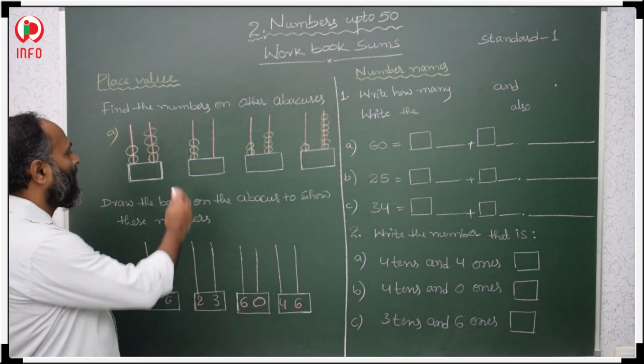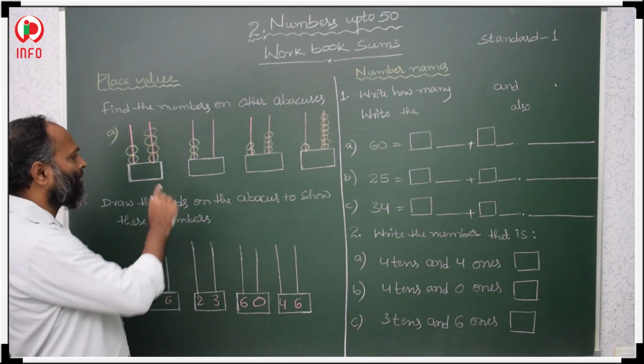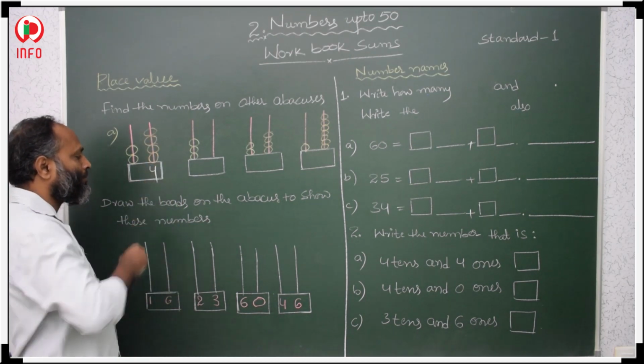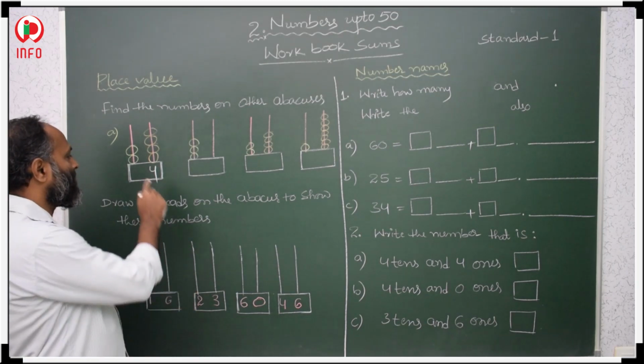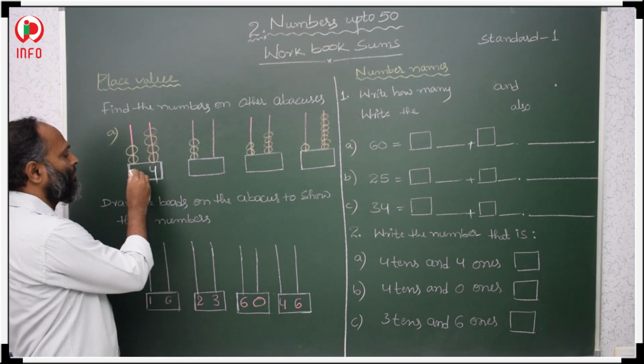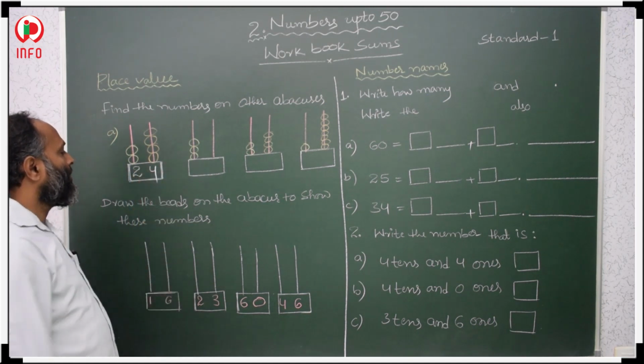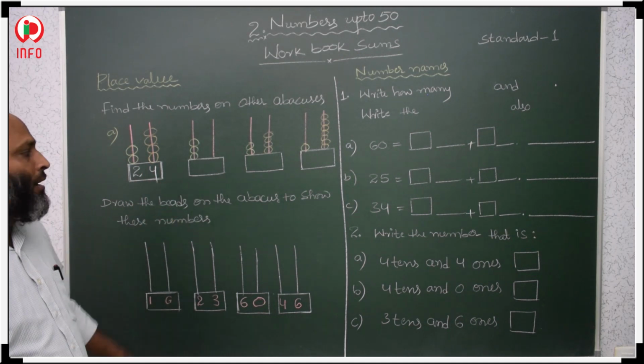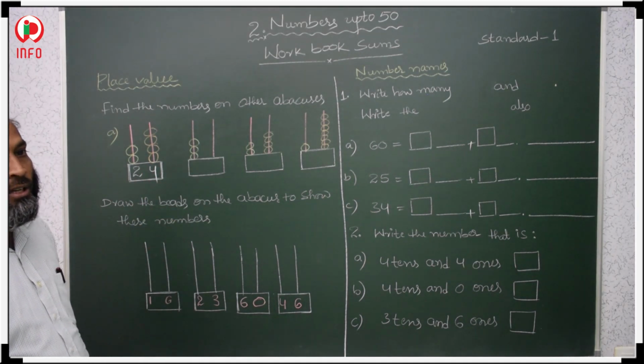Now we count. In ones place how many beads were given? 1, 2, 3, 4. 4. And in tens place how many beads were given? 1, 2. 2. The number is 24. 2 tens, 4 ones, 24.